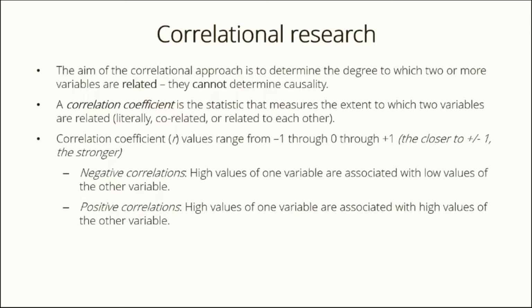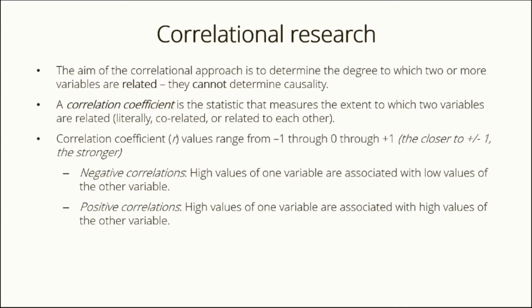Next, we're looking at correlational research. So the aim of this type of research is to determine the degree to which two or more variables are related. So an important distinction is that correlational research cannot determine causality. So a relationship between two variables does not mean one causes the other.